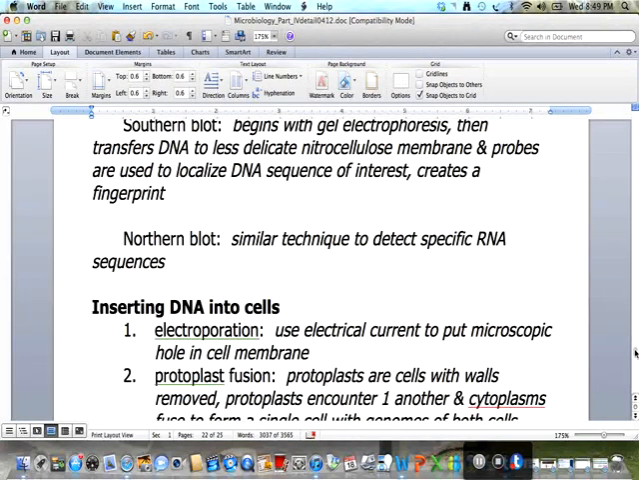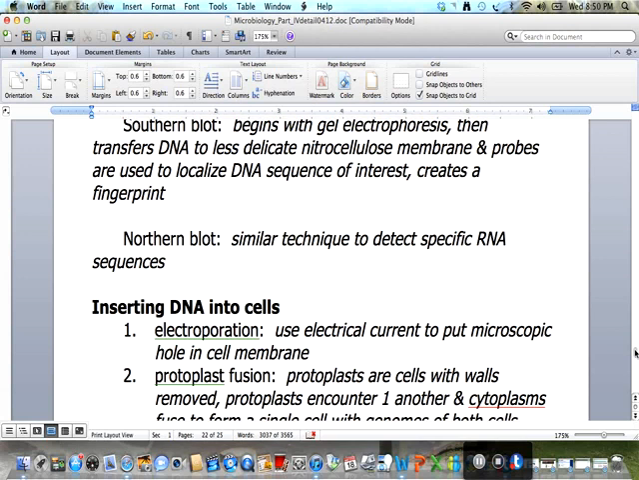The northern blot uses a similar technique to detect specific RNA sequences. The names were actually derived from the first researcher who came up with the southern blot, whose last name was Southern. The northern blot was named not actually because of being northern, but because the other person's name was Southern.